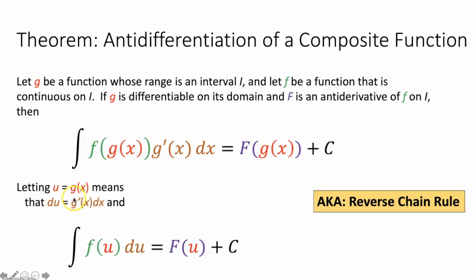Now, why would we do that? Because now we can substitute u in for g of x, and we can substitute du in for g prime of x dx, thereby creating this new integral down here, the integral of f of u du. Now look at this integral compared to this one. Which one do you think would be easier to integrate? Obviously this one. That's where U-substitution comes in. It helps us integrate composite functions much more easily.